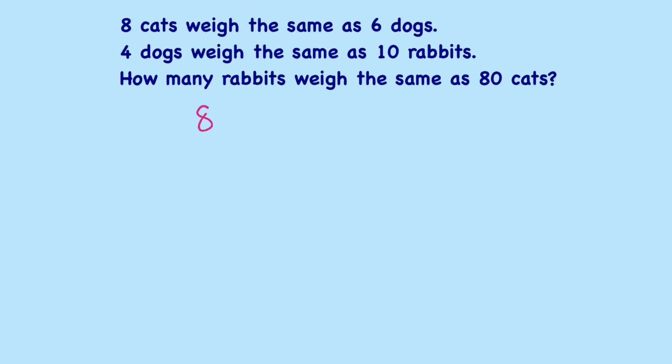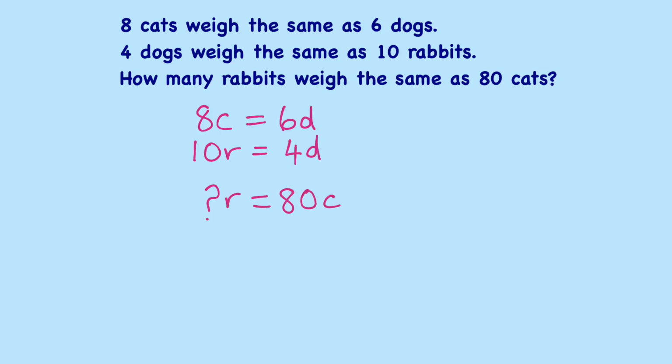So the question told us that 8C is equal to 6D and that 10R is equal to 4D. And the question wants me to find out how many R are equal to 80C. So at this point I can see that I've got 8C and 80C, and I can see that if I times 8 by 10 I get 80. So if I know that 8C equals 6D, then 80C must be equal to 60D.